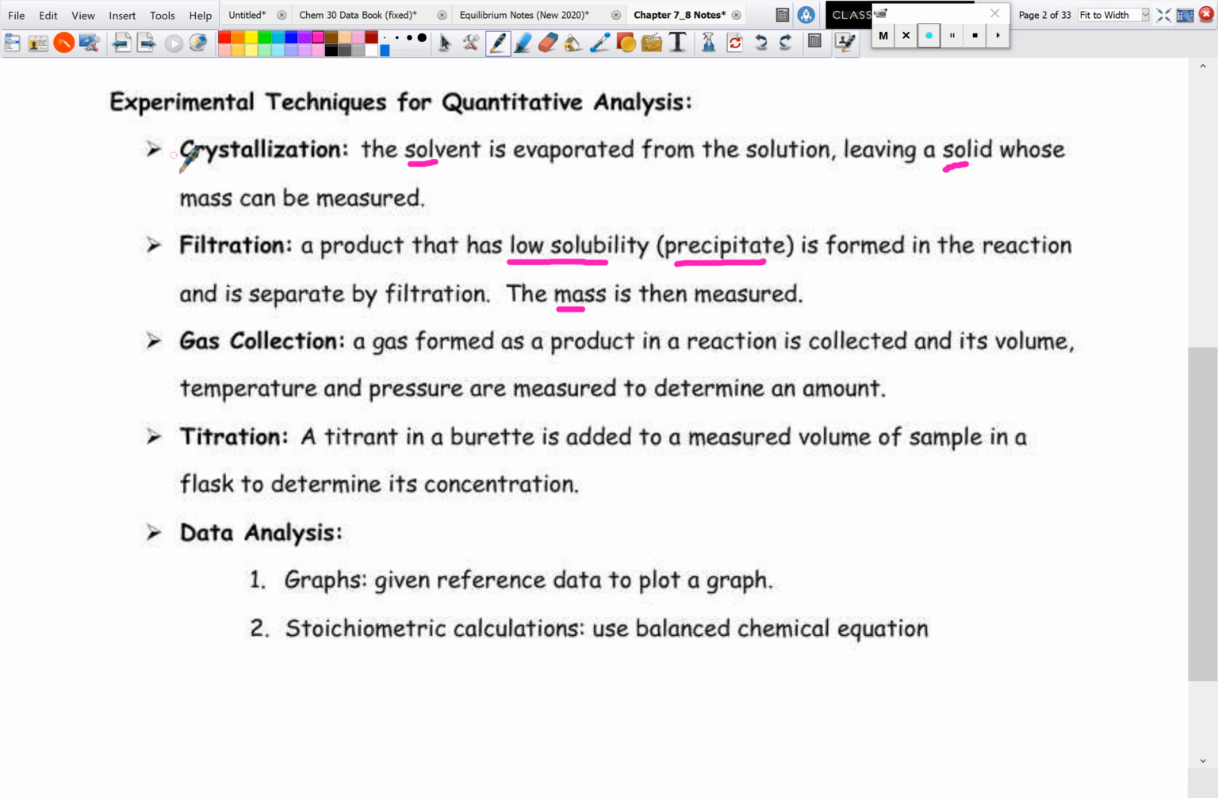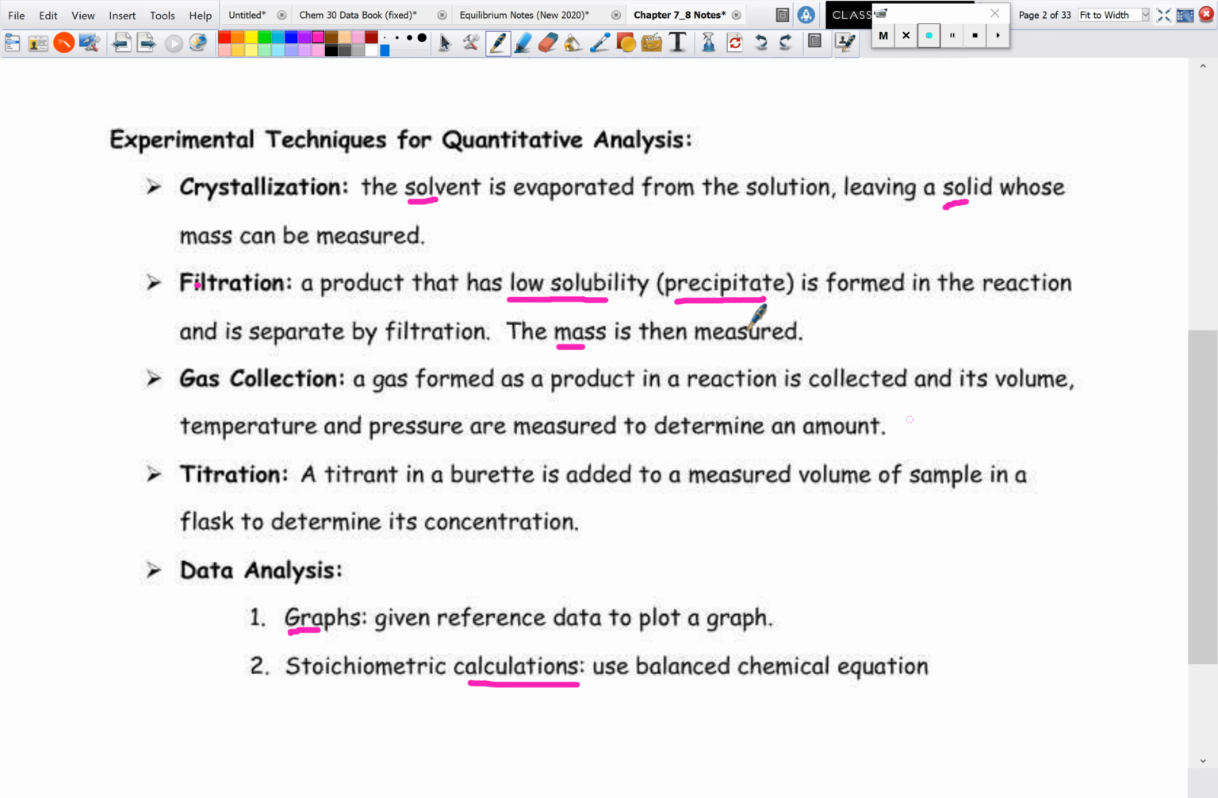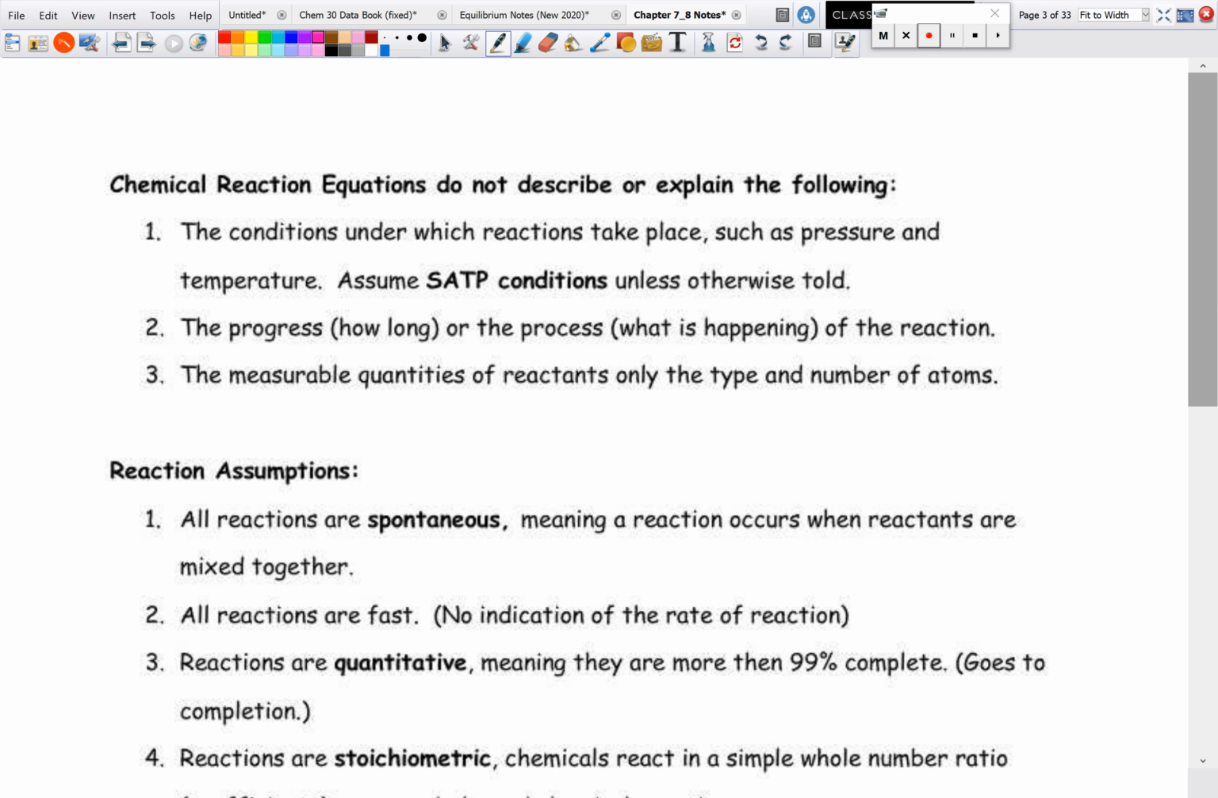So crystallization and filtration deal with mass, so our molar mass equation is what we'll use. Our gas collection revolves around our ideal gas law, and our titration revolves around our concentrations. So basically, we're going to be using stuff from Unit 1, Unit 2, and Unit 3 in this unit. And how we analyze stuff, we can either use graphs or calculations. We are going to focus on our calculations.